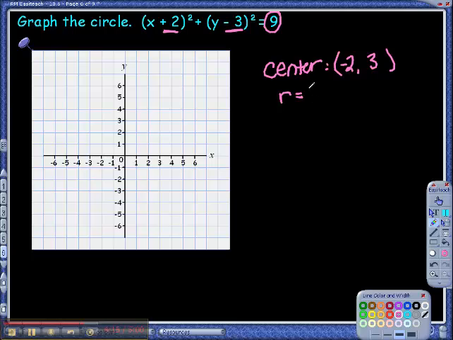So the square root of 9, this has a radius of 3. To plot this one, it's not going to necessarily be super beautiful. You're going to laugh at mine probably in a minute. Our center was at negative 2, 3. That's our center. The radius was 3.